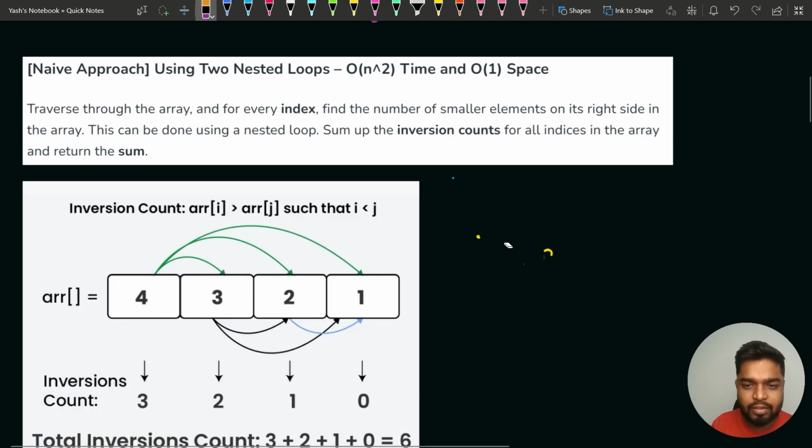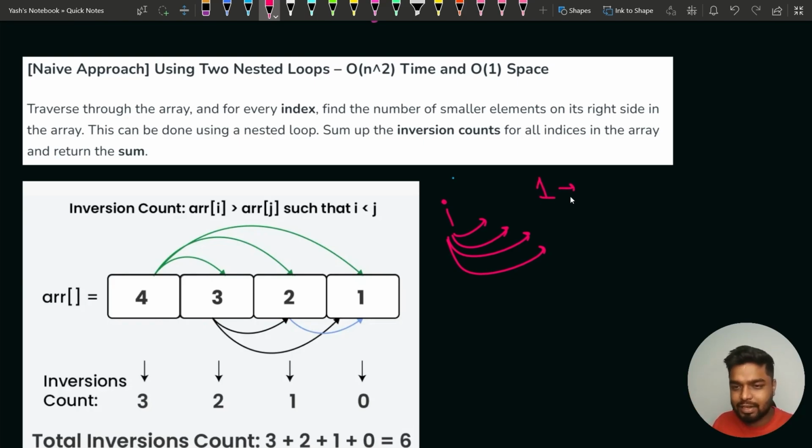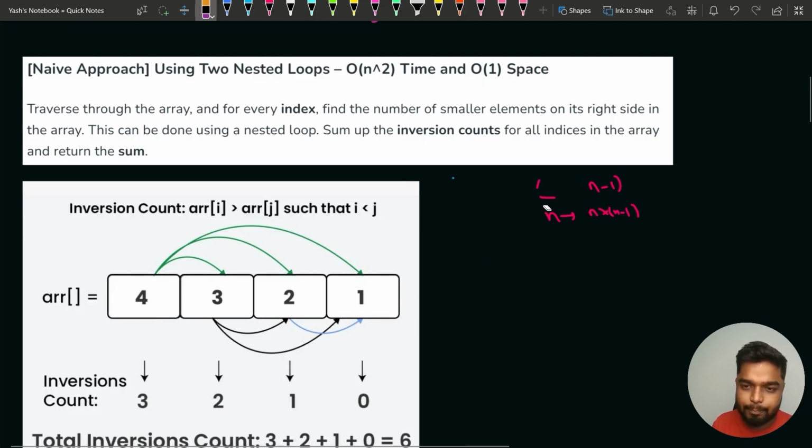Okay, so let's see with the help of this dry run. You can observe here that whenever I'll be at a particular index, I'll check all the elements on the right side. So in the worst case, for one particular element, I'm checking all the remaining elements on the right side. So for one ith index, I'm checking n minus 1 elements. So for n indexes, I would be checking n into n minus 1, which is roughly n square. So that is why the complexity for this approach would be n square, because we are trying to check all the possible pairs here.